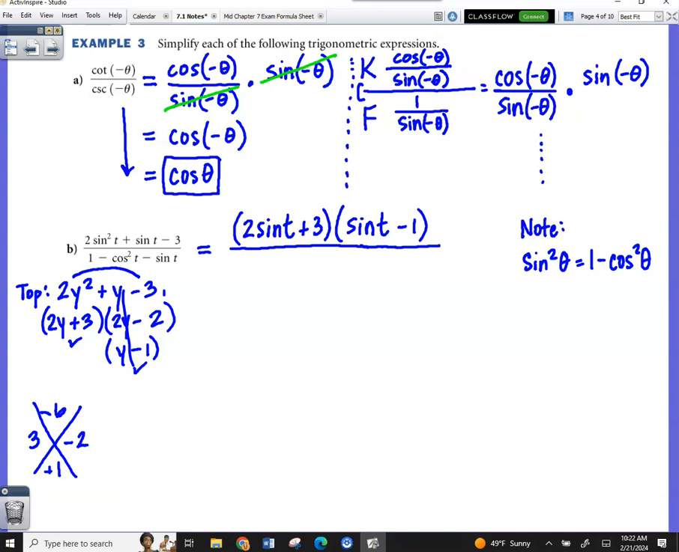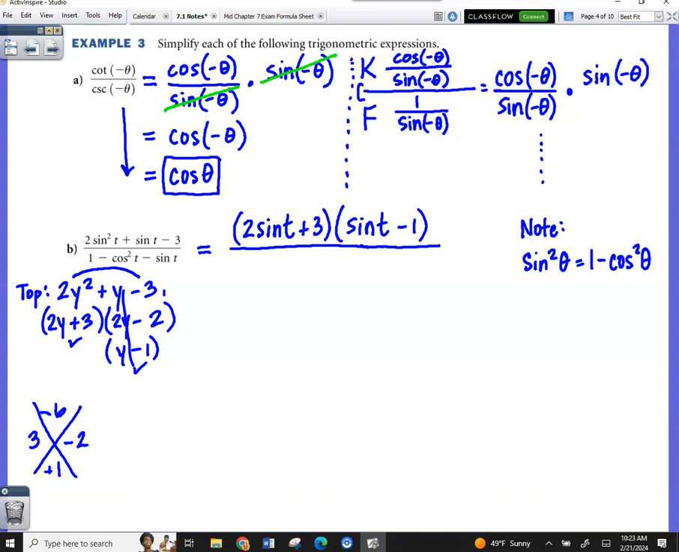The formula represents any generic angle, so it's theta. Well, this is t, same thing. So look at the bottom. We got 1 minus cosine squared minus sine. So this 1 minus cosine squared right here, I'm going to replace with sine squared.